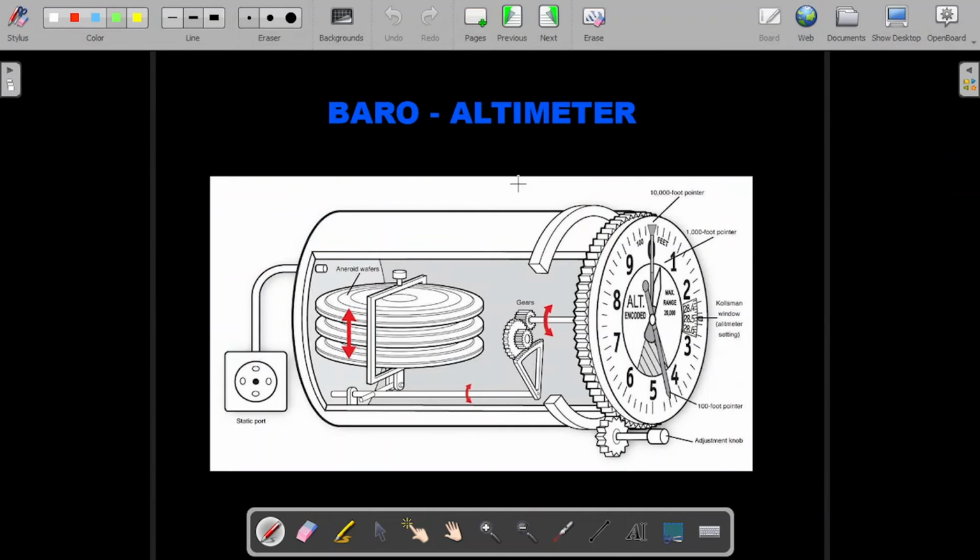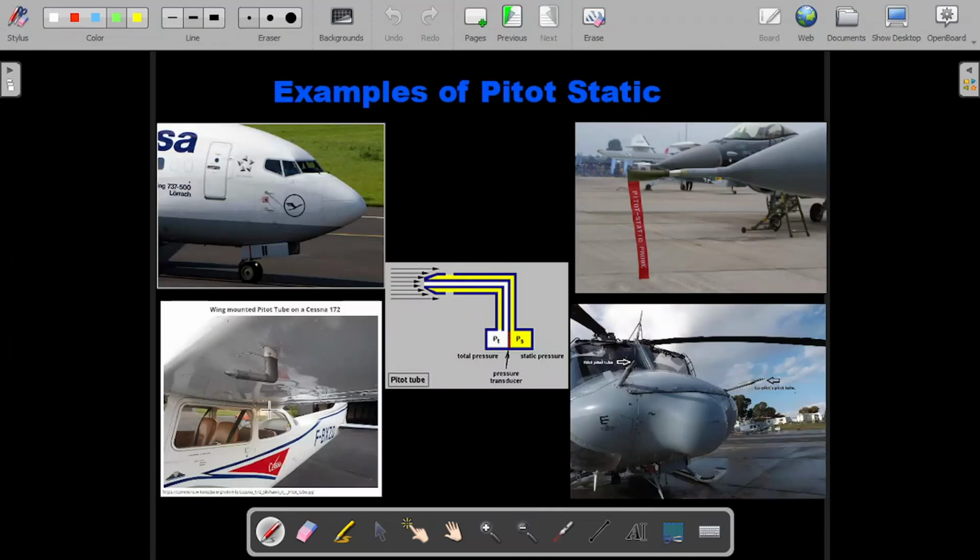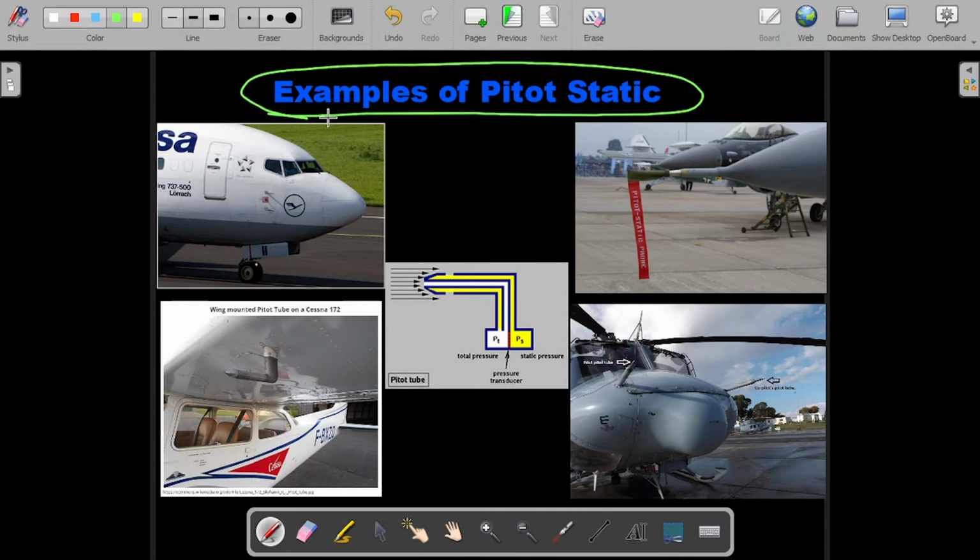Okay, coming to the next slide, coming to the Baro altimeter. So Baro altimeter, how does it work? As we go up in the height, the pressure reduces, and there is a static port which actually takes the static pressure. Okay, I'll just go to the next slide. I'll just give you the examples of pitot and static. What does pitot static tube mean?